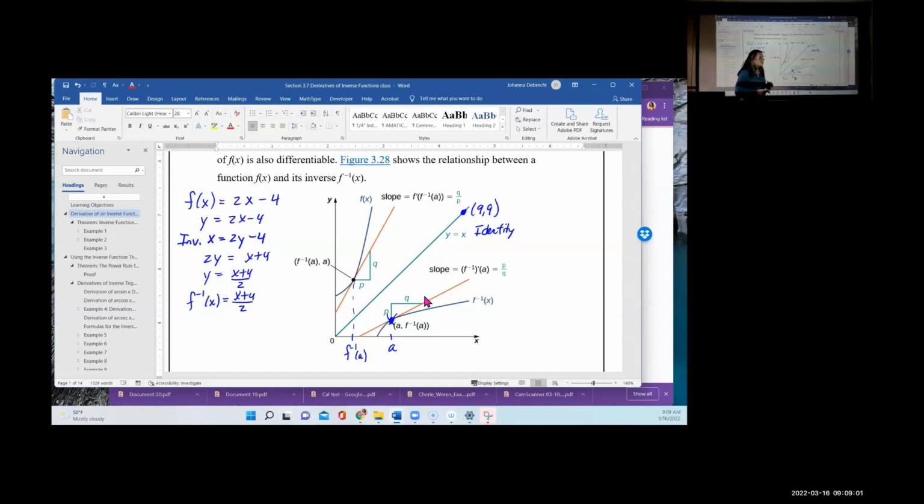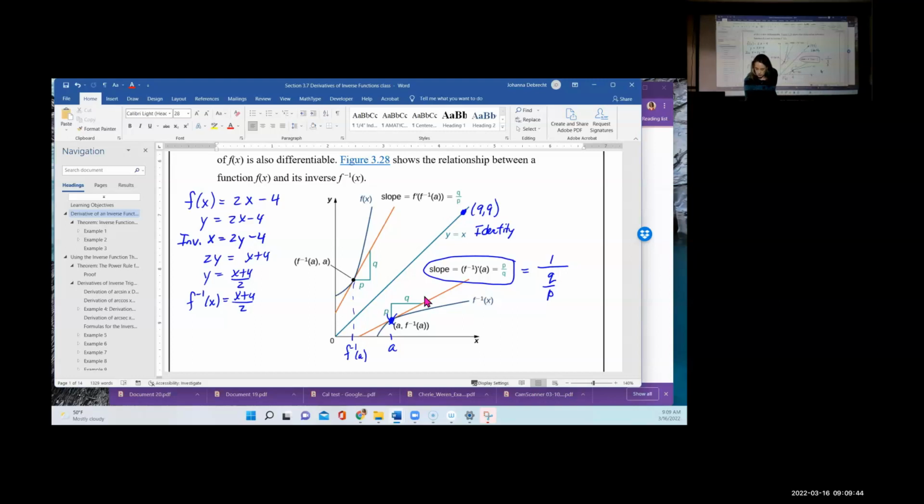So the question is, how can we use this information to come up with a formula? We're looking for this right here. This is our goal right here. And what we know is the slope on the original function. So all I need to do to get this P over Q is take the original derivative on the original function and take its reciprocal. So this is also equal to 1 over Q over P. Does everybody buy that? All right. When I take 1 over the reciprocal, then that is going to give me P over Q.